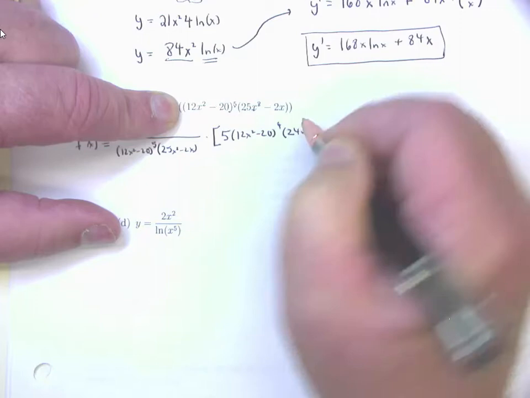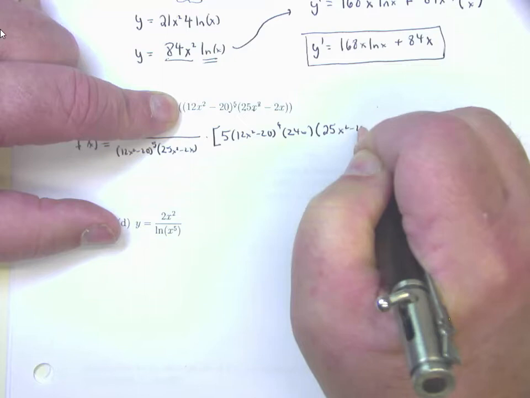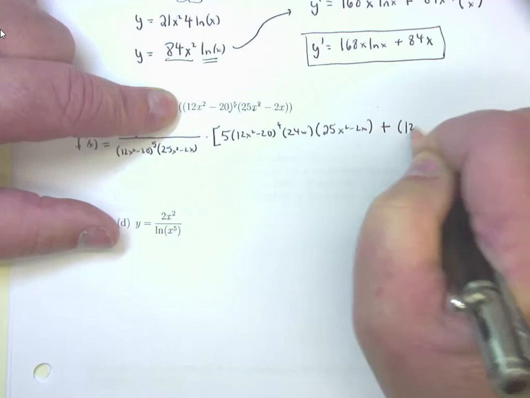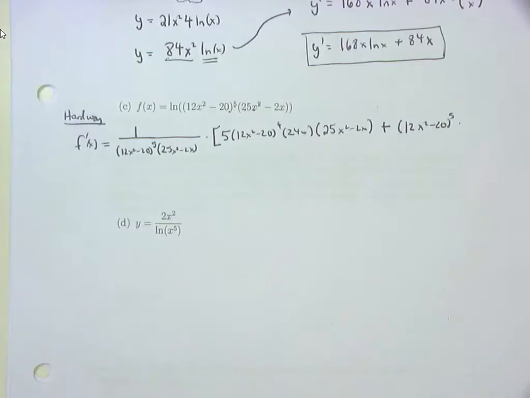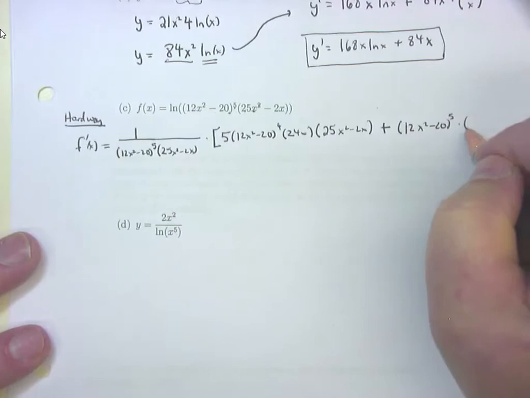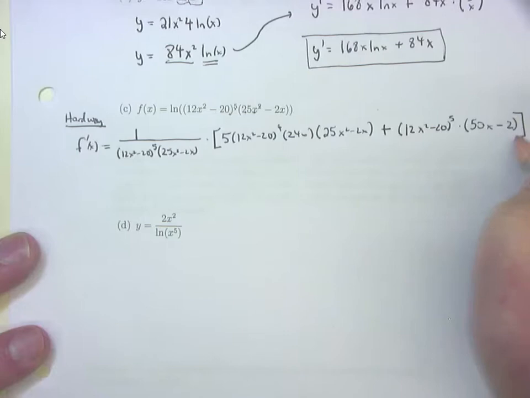So there's derivative of the first, times the second, 25x squared minus 2x, plus the first, which you just recopy, 12x squared minus 20 raised to the fifth, times the derivative of the second. What's the derivative of 25x squared minus 2x? Well, derivative of 25x squared is 50x, minus derivative of 2x is 2. There's my answer. Fills up the whole screen.